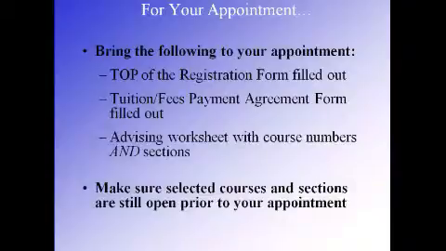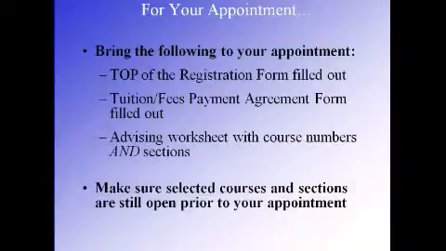And you'll bring the following to your appointment. It'll be a registration form, a tuition and fees payment agreement form, and an advising worksheet, and that's all contained in the registration packet that you'll pick up in the Crouse Center after you make your appointment. So the registration form, you'll fill out the top half of it with your contact information and some demographic information. You don't need to put any of your courses on that sheet. Wait until you meet with your advisor to make sure everything is set before you put those on the sheet.